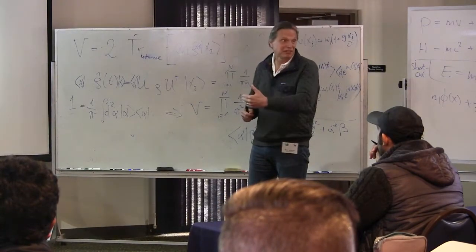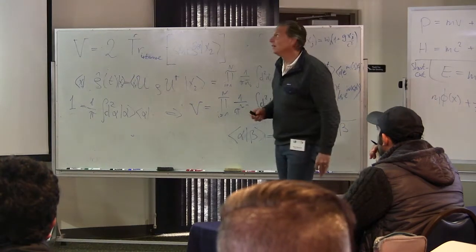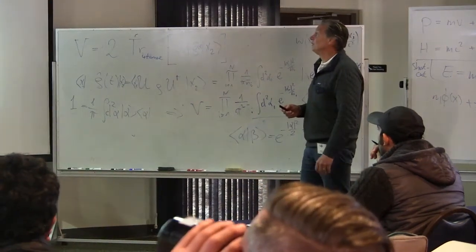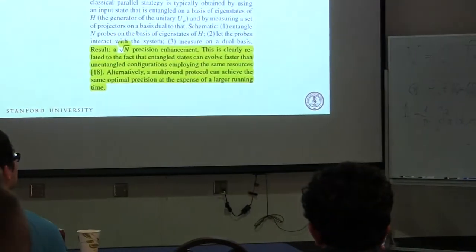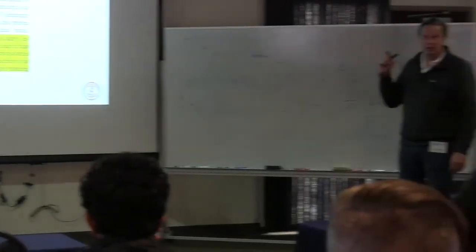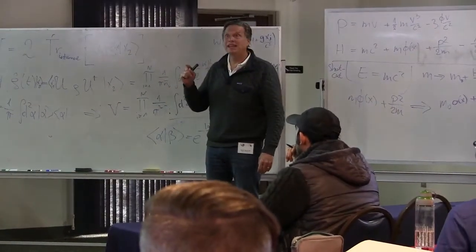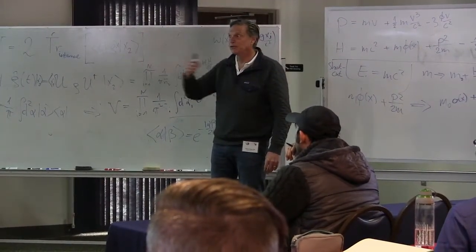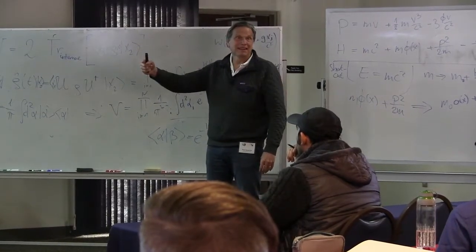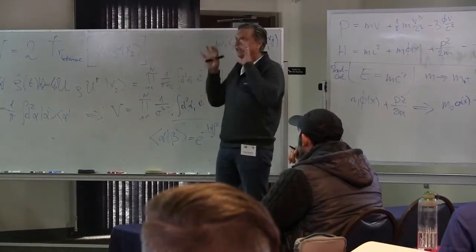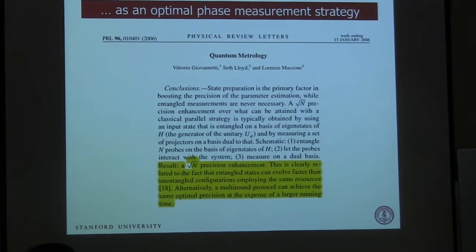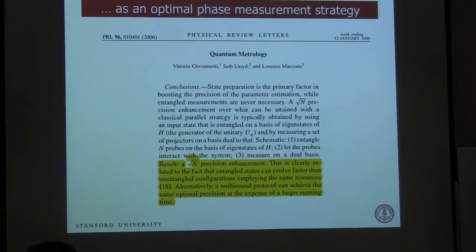That's there for the taking if we can properly engineer the system. And what Seth and his co-workers concluded in this article is that it's equivalent to take a single probe particle and run it through a system n times, and to take n entangled particles and run them through a system once, in terms of your ability to measure that small phase shift. That conclusion is dressed up in some fancy theorist language, but that's the essence of this paper.